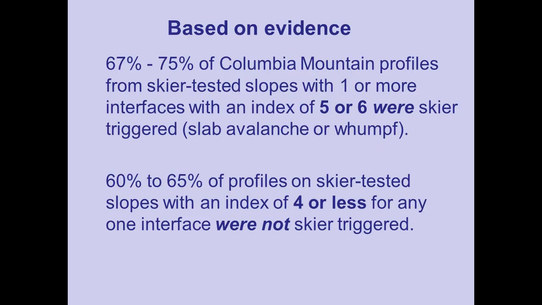67 to 75% of the profiles from skier-tested slopes with 1 or more interfaces with 5 or 6 yellow flags were skier-triggered. 60 to 65% of the profiles on skier-tested slopes with an index of 4 or less for any interface were not skier-triggered. Of course, being right about the triggerability of the snowpack 2/3 of the time is not nearly good enough. Snow profiles are just one piece of information that can be used to assess instability.